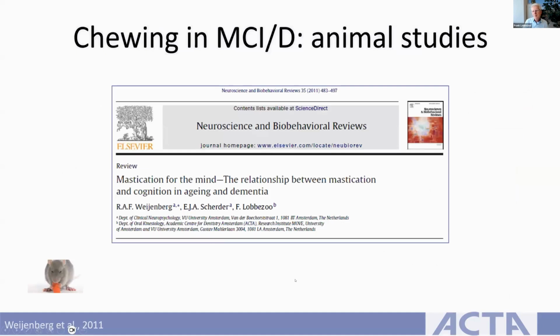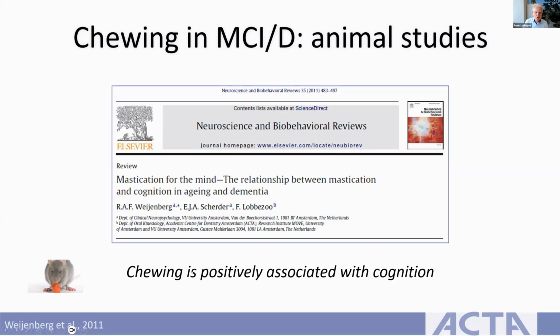So what about chewing and dementia? This is important, because chewing is not only breaking down your food. You're probably aware of the importance of moving for your cognition. And the funny thing is, this is already an old review, but it's still one of the best reviews that a former PhD student of mine did. Roxana Weijenberg published it in a top journal, Neuroscience and Biobehavioral Reviews. It was Mastication for the Mind: how important is mastication for your cognition when you're older?